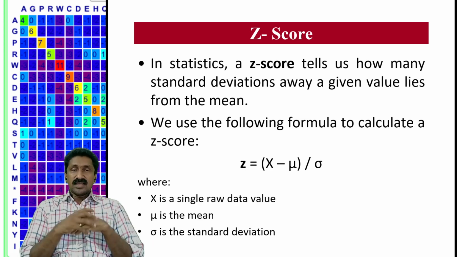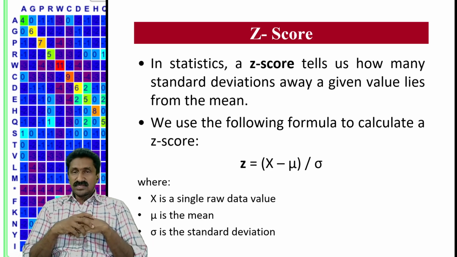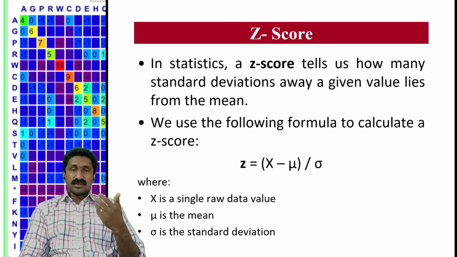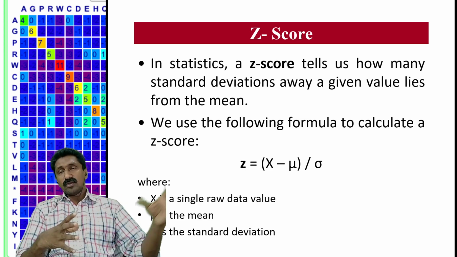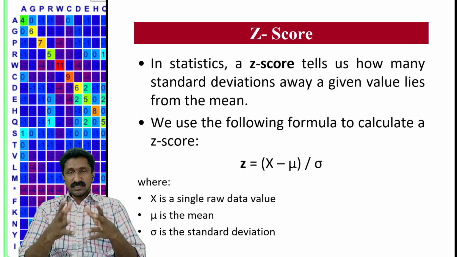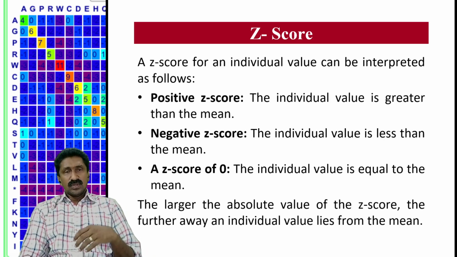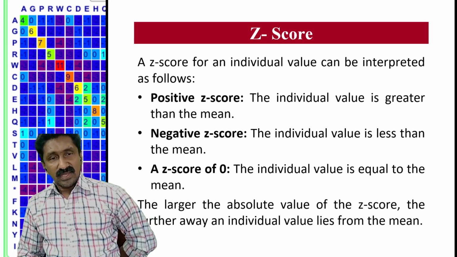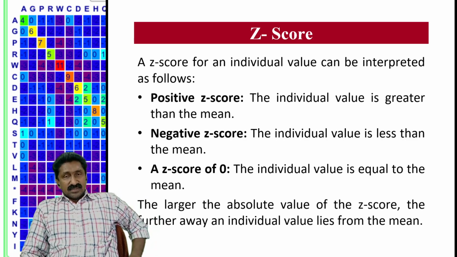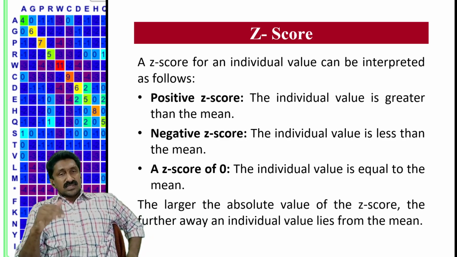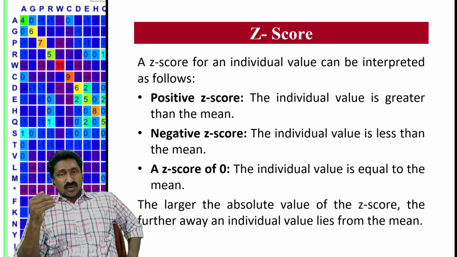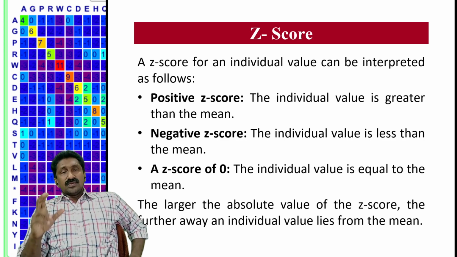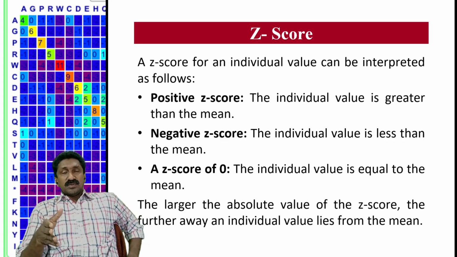Which will reduce the significance. Your statistical significance will be reduced if you are moving more and more away from the mean or expected value. A positive z-score means the individual value is greater than the mean. A negative z-score means the individual value is less than the mean, and a z-score of 0 means the individual value is exactly that of the mean. So the larger the absolute value of the z-score, the farther away the individual value lies from the mean.